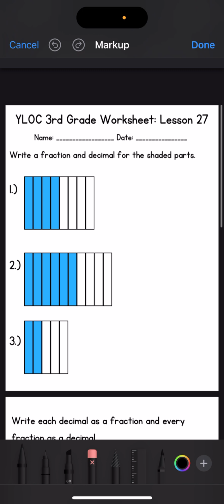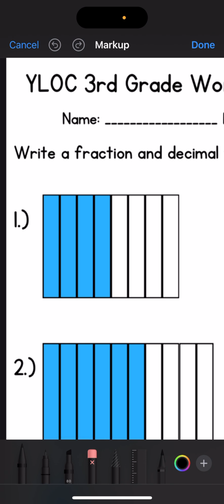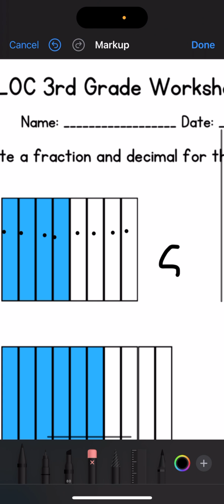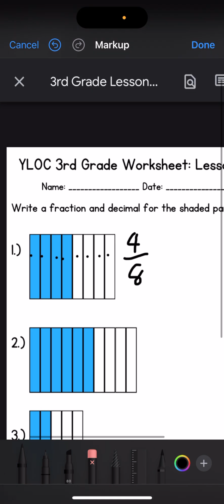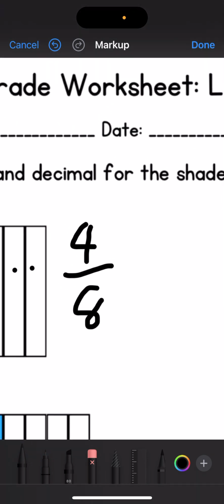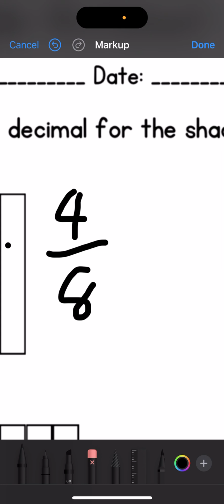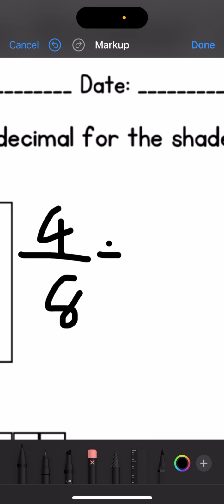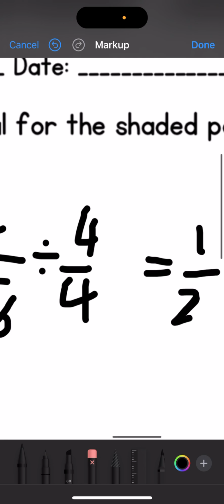Let's get started. Write a fraction and decimal for the shaded parts. So number one, we have 1, 2, 3, 4, 5, 6, 7, 8 total, and we have 4 that are shaded. So for fraction form, it will be 4/8, but we could simplify that by dividing the top and the bottom both by a common factor of 4. So if we divide both sides by 4, that would give us 1/2.